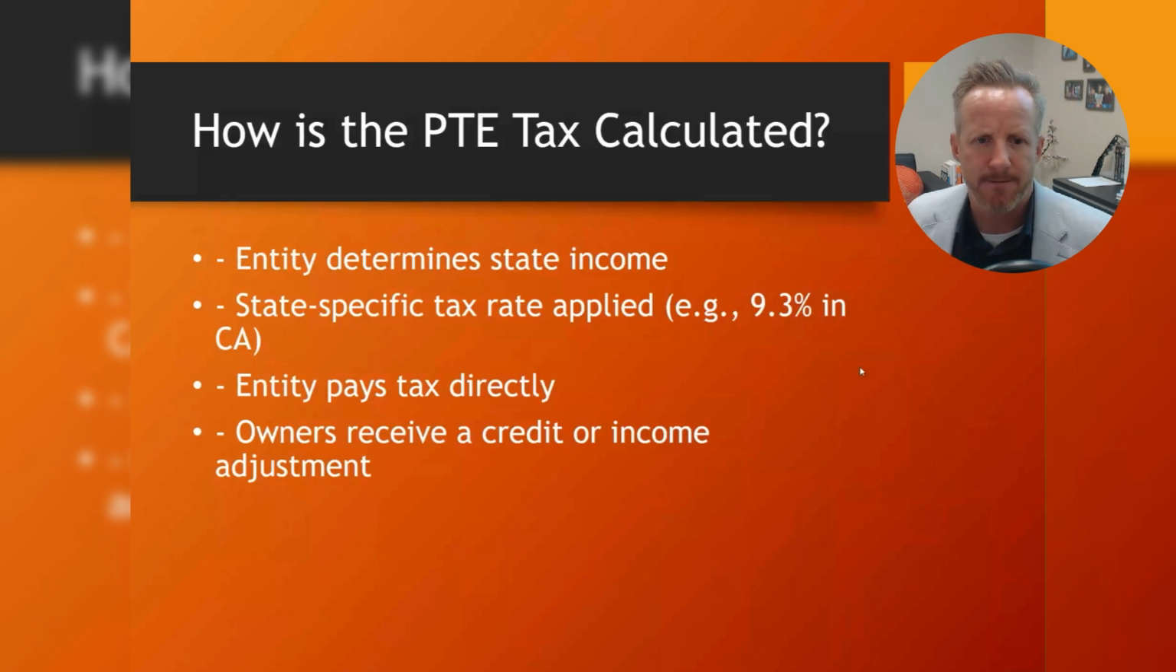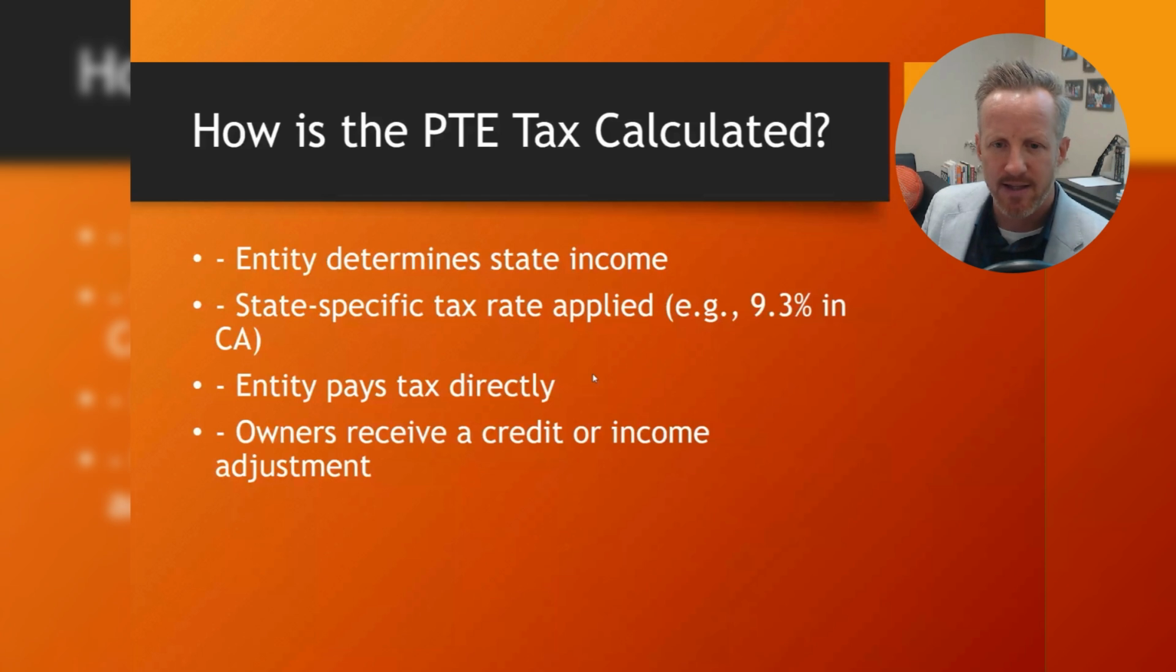So let me explain this. The entity pays this tax directly, and you pay it through the corporation. You get to deduct it on your corporate tax return, and then it creates a credit on your personal tax return to reduce your state income tax.